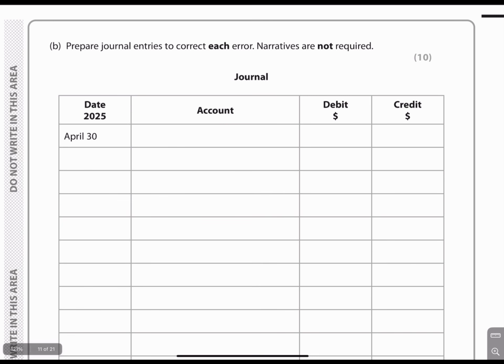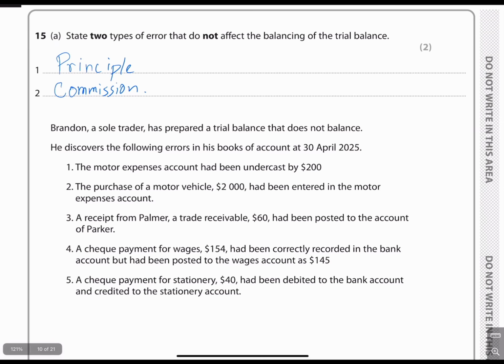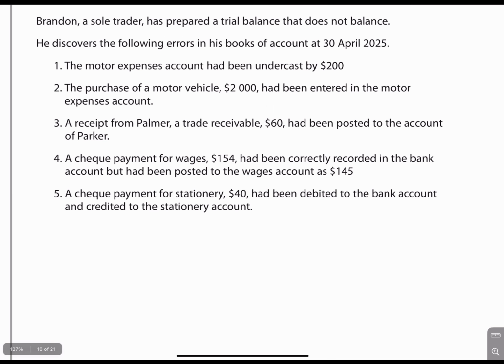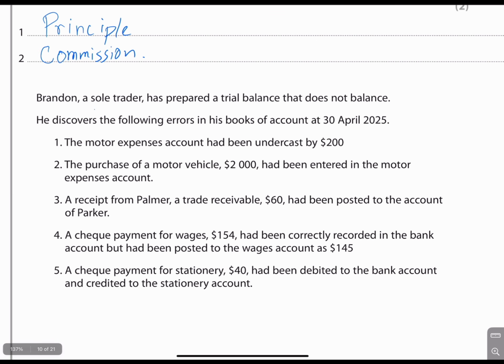Alright, so next up we have got correction of errors. The motor first: a sole trader has prepared a trial balance that doesn't balance. He discovers the following errors in his books of account at 30 April 2025. The motor expenses account had been undercast by 200. Now, it doesn't tell us about any two ledgers, right?